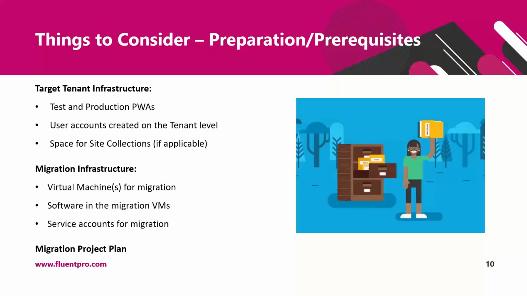So, dedicated machines for migration, and the recommended configuration in terms of RAM and storage depends on the migration data volume. Recommended RAM is 8 gigabytes, 2 cores of processor, and at least 80 gigabytes of storage. But if you have a large volume of SharePoint content to migrate, this can easily go up to 500 gigabytes and even more, depending on how much data you have to migrate.